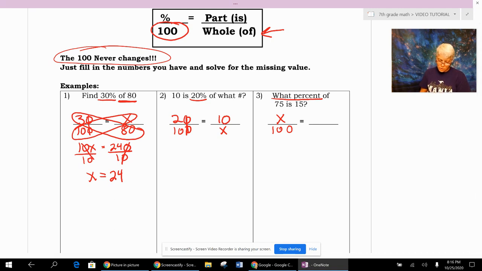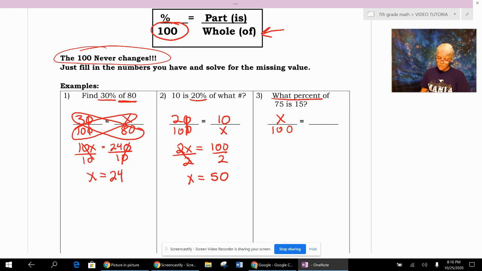So let's see what we have here. 2 times x is 2x. 10 times 10 is 100. Now I'm going to solve for x, and you might even know the answer to this without even trying. What is 100 divided by 2? That's right, it's 50. The question says 10 is 20% of what number? 10 is 20% of 50. Let's do another one.